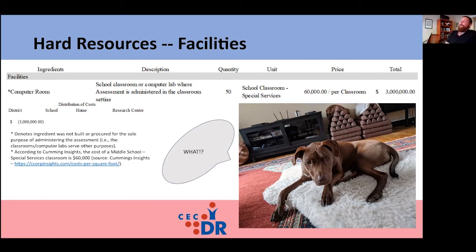But what we've done here is we've completely discounted this computer room, right? There are 50 computer rooms, $60,000 a piece, and that comes to $3 million. So that's absurd, right? That's not how much it costs to administer the measure. So this is what it's all about, discounting the prices. Essentially, because that room wasn't built for the purpose of administering the measure, you don't have to count this as part of the cost.